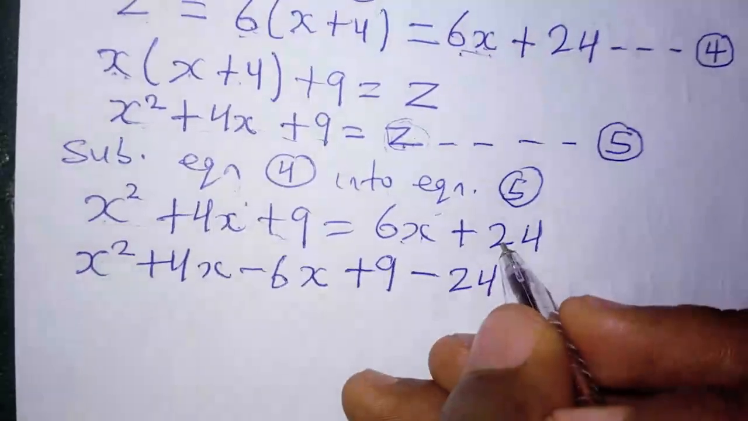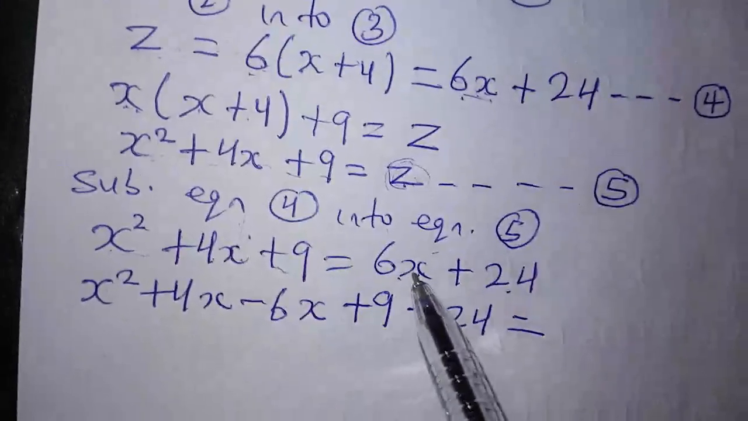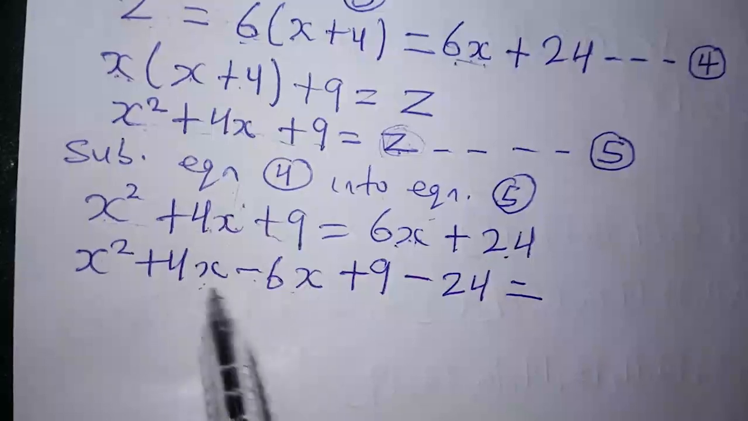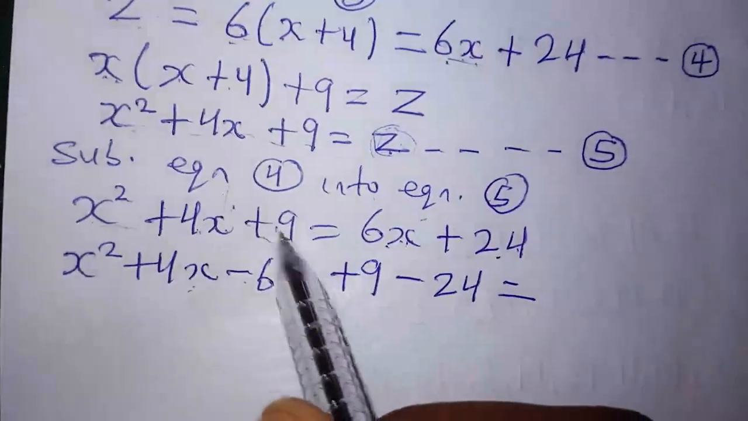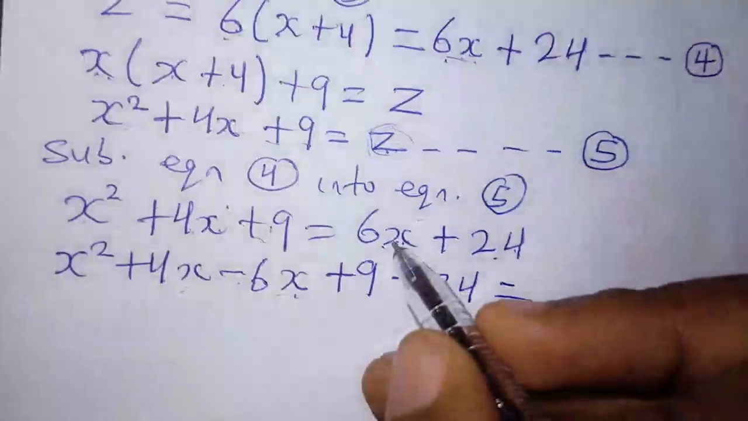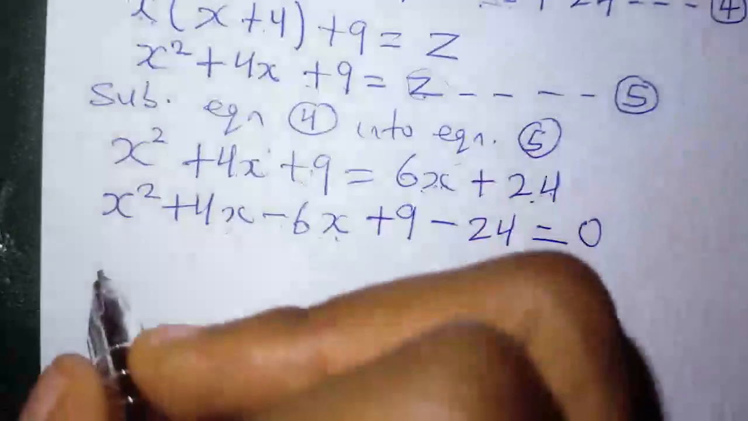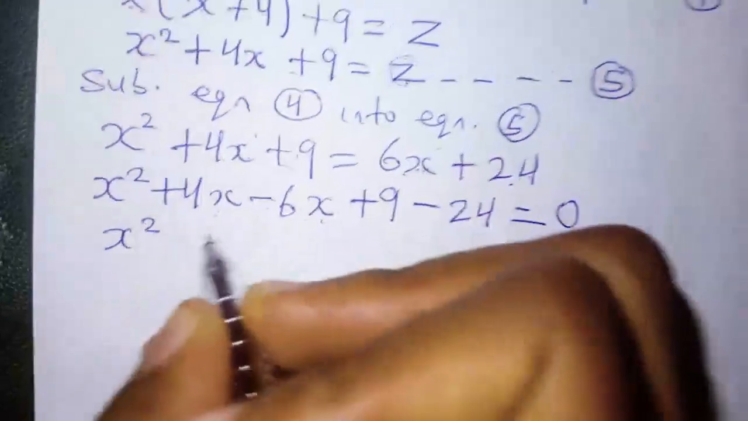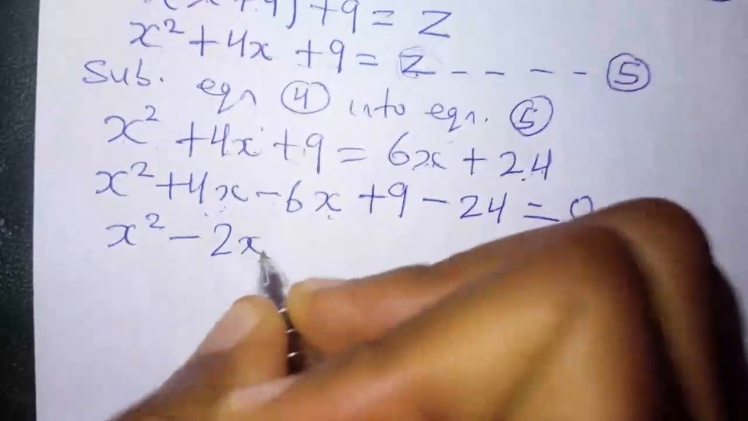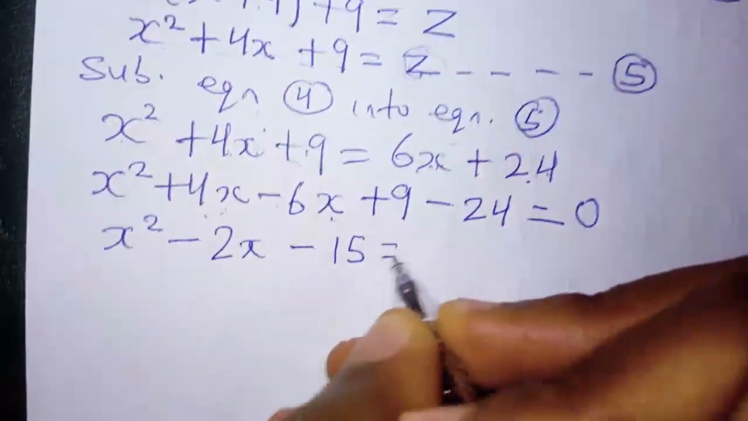Now notice something. The two terms that are here, I have brought the two of them here to meet the terms that look like them. 6x comes to meet 4x, because they both have x to power 1. 24 comes to meet plus 9, because they both have x to power 0. That's why they are not having any x. These two terms are no longer here, so they are gone. So this is 0. So the equation becomes x squared plus 4x minus 6x. Simple. That'll give you minus 2x. Plus 9 minus 24 will give you minus 15 equals 0.